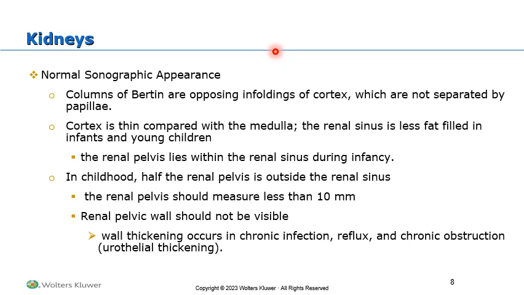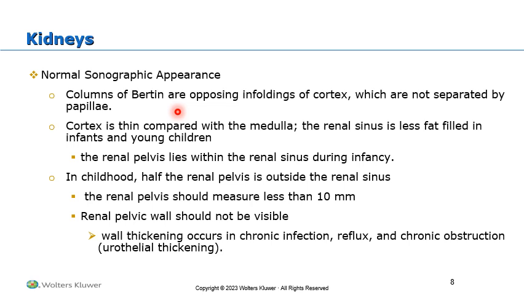Okay, so as I mentioned, the columns of Bertin are actually those foldings of cortex that come down in between the renal pyramids. They are not separated by papilla because they stop before the bottom of the renal pyramids. The cortex, as you know, is thin compared to the medulla. In adults, it's about 1 centimeter, but we can't predict exactly the thickness in pediatrics, because it's going to be based on their age and their size.